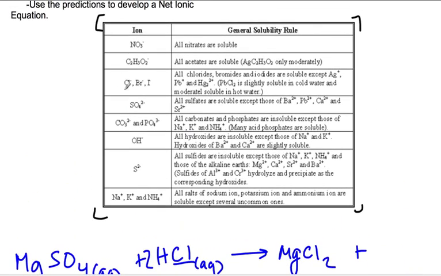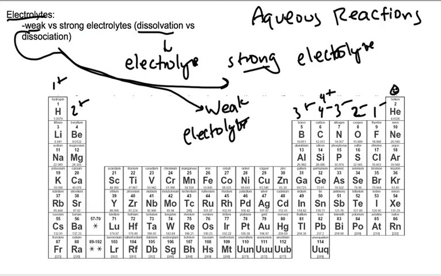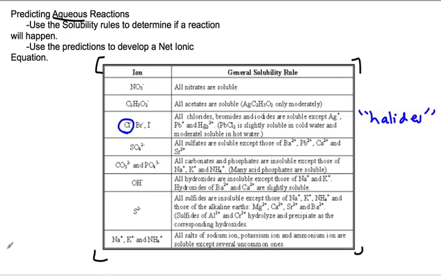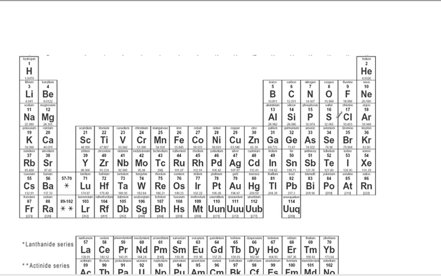Well, we have Cl right here in this solubility chart, and it says all chlorides, bromides, and iodides, which are also known as halides. And halides, if you remember from last year in chemistry, or Chemistry 1, I have a periodic table right here. These are called the halides. Halogens, halides.